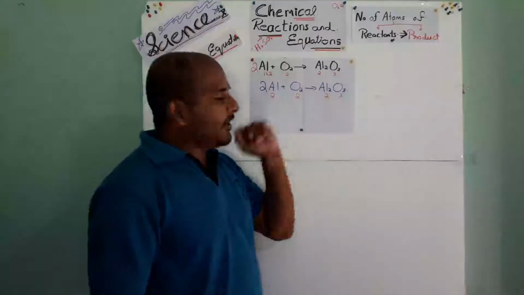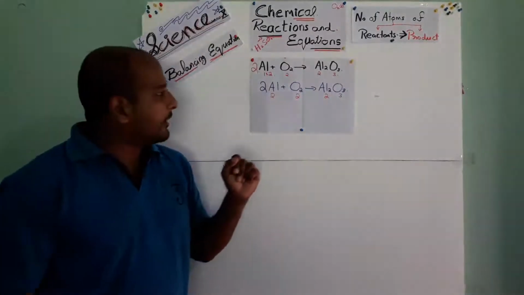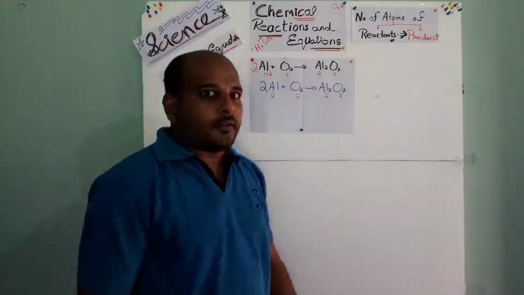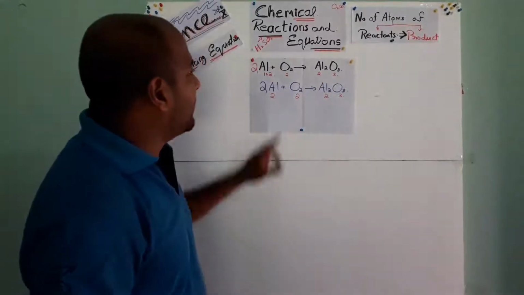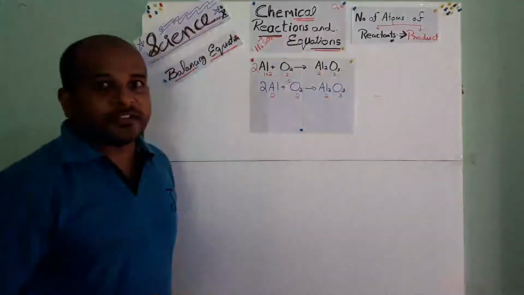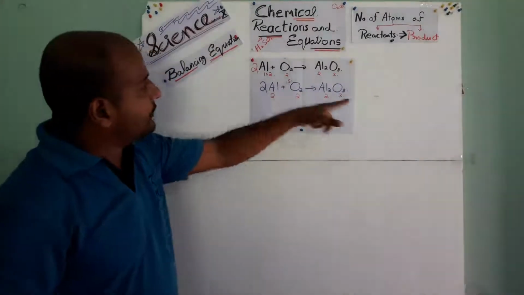How can we get 3 here? If we multiply what with 2, we will get 3. Okay, 1.5 we can write. Okay, fine, 1.5. If you write here 1.5, it is correct, isn't it? 1.5 into 2 will give 3.